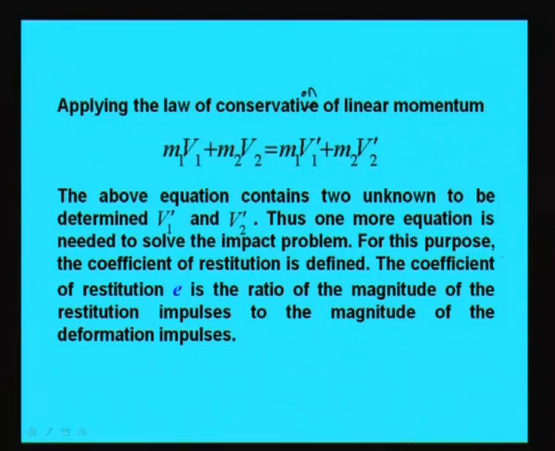But we do not define it this way, we define the coefficient of restitution in a different way. Ultimately it reads the same observation, and we can relate these to kinetic energy also. E is the ratio of the magnitude of the restitution impulse to the magnitude of the deformation impulse. What is the meaning of that? Impulse means the product of force and time.